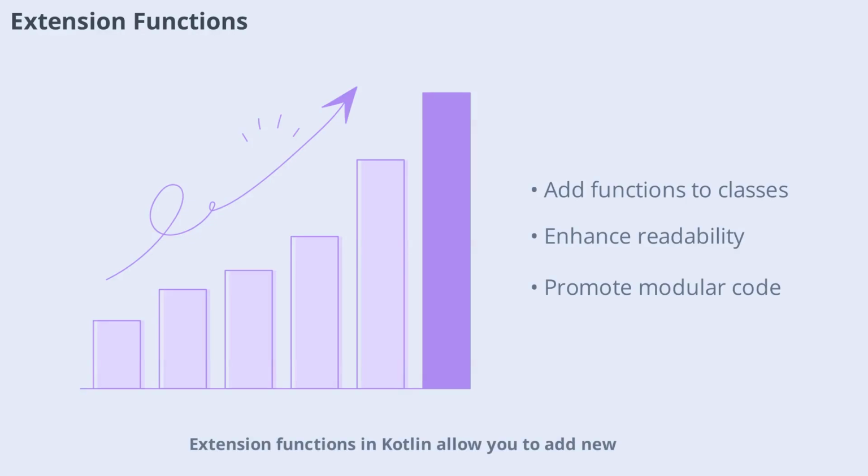Extension functions in Kotlin allow you to add new functionality to existing classes without modifying their source code. This is especially useful when working with third-party libraries or standard classes. You can declare an extension function using the fun keyword, followed by the class name and function name. Extension functions enhance readability, promote separation of concerns, and improve code reusability. They also enable you to add methods to classes you don't own, making your codebase more modular and maintainable. This feature is particularly valuable when integrating Java code into Kotlin projects.